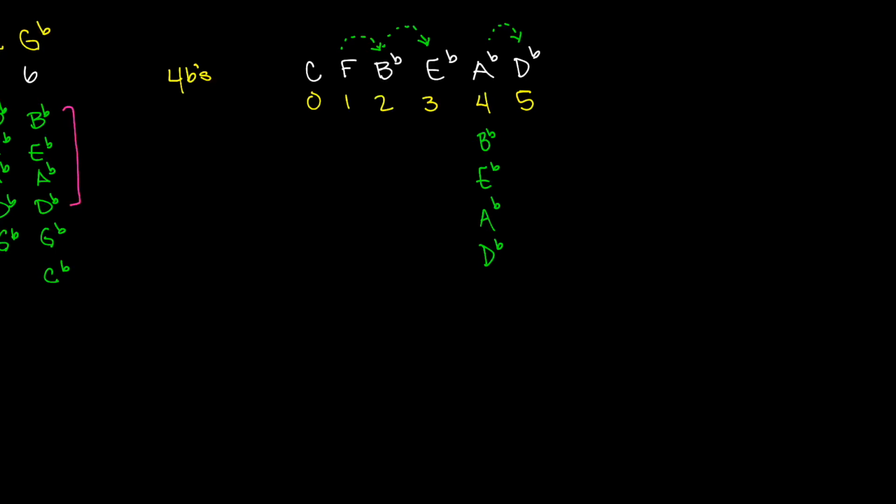I could also think, well, it had 4 flats, and that's BEAD. B-E-A-D, 4 letters, 4 flats. B flat, E flat, A flat, D flat. They're the first 4 letters that we say. So that's another trick that you can use to ascertain this information very, very quickly.